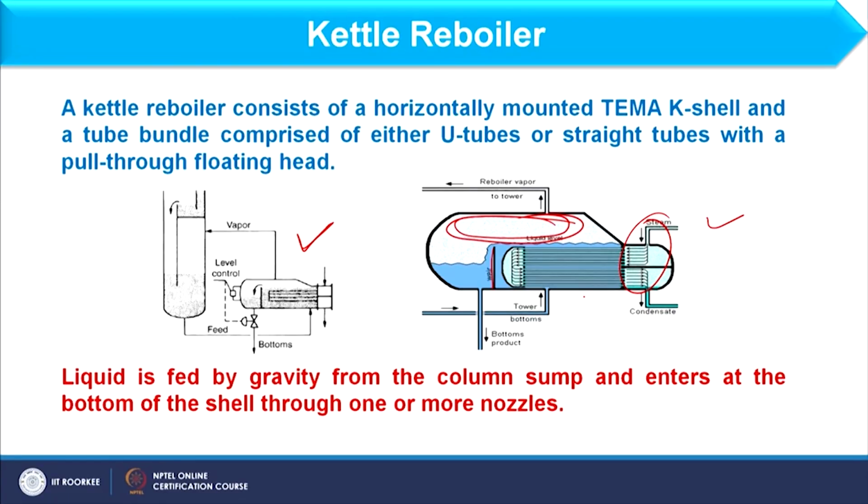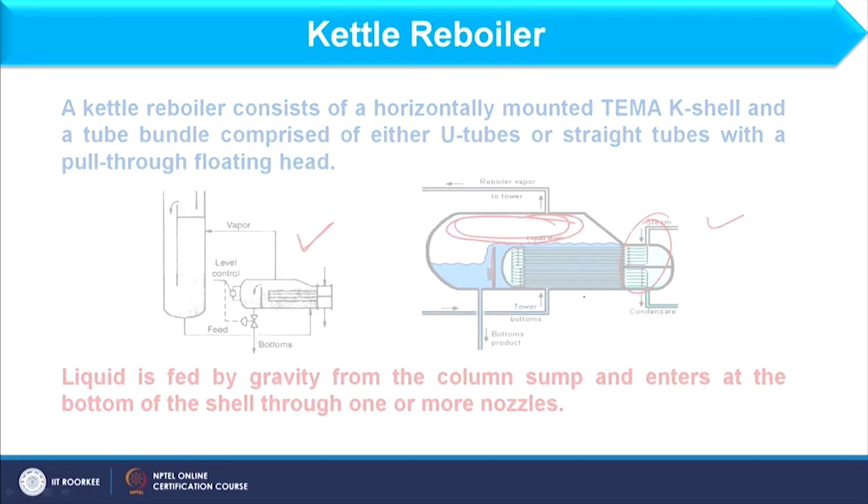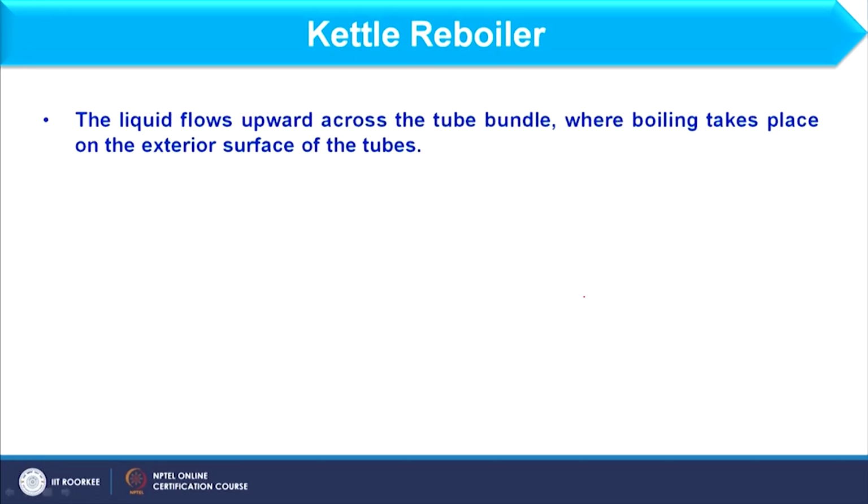The movement of liquid from the bottom of the distillation column to the reboiler is through gravity. That point we also discussed in the last lecture. Liquid flows upward across the bundle, where boiling takes place on the exterior surface of the tubes, because this reboiler is always placed horizontally, and secondly boiling will take place on the outer surface, that is, in the shell side always. There is no combination of kettle reboiler for vertical positioning as well as tube side boiling.